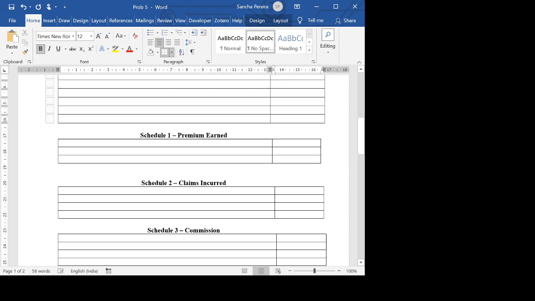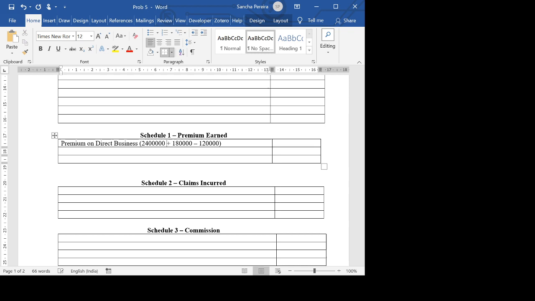The first thing is premium earned. So we have premium on direct business. Now, if you see there, we have the actual premium received and we also have the outstanding. To avoid too many lines and too many calculations, I'm going to show it like this: 24 lakhs plus the outstanding at the end of the year, that's 1,80,000, minus outstanding at the beginning of the year, 1,20,000.